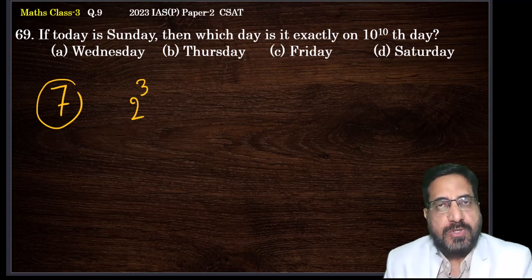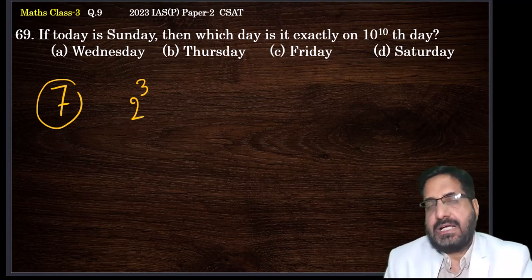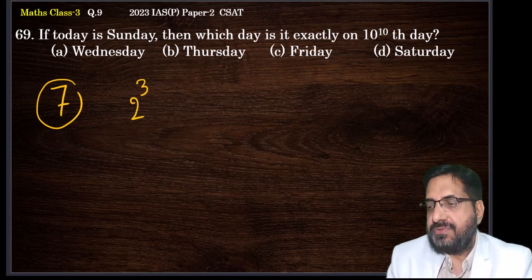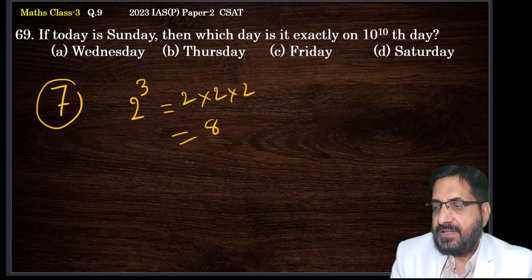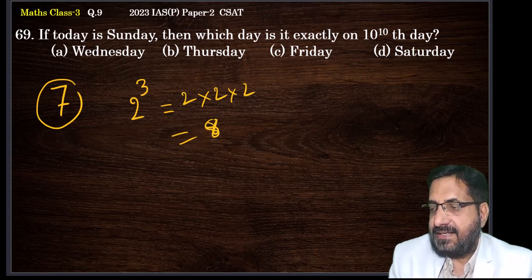Here there is 10 to the power of 10. I will take one simpler example first. So how do you do this? You can expand 2 to the power of 3 into 2 into 2 into 2, which is 8. Then altogether there are 8 days.